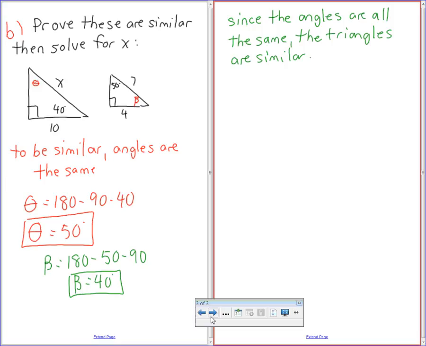Yeah, go ahead. Is it x over 7? Yeah, okay, so I'm going to do big over little this time. You can do little over big too.